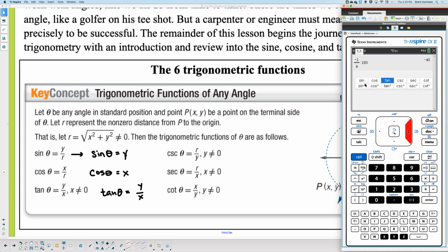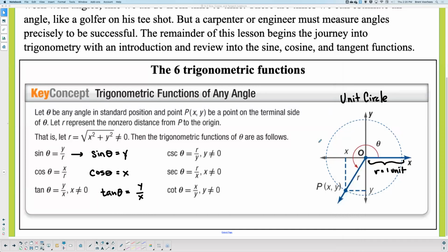So one more time, sine is what? Y. Cos is X. Tangent is Y over X. Okay, now that's on a unit circle. Will every circle that we ever have a radius of 1? No. So the only thing that's different if our radius gets bigger is you just divide y by r and x by r. That's the only thing different.